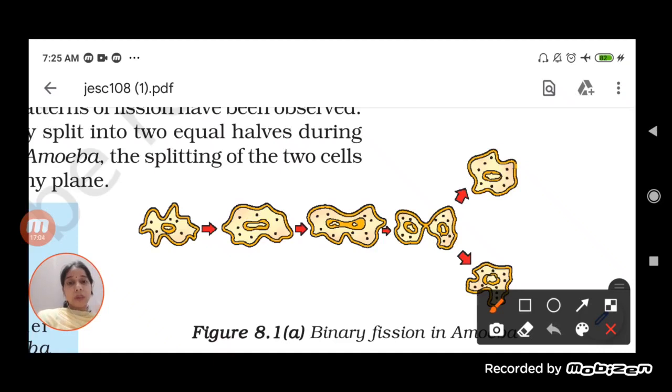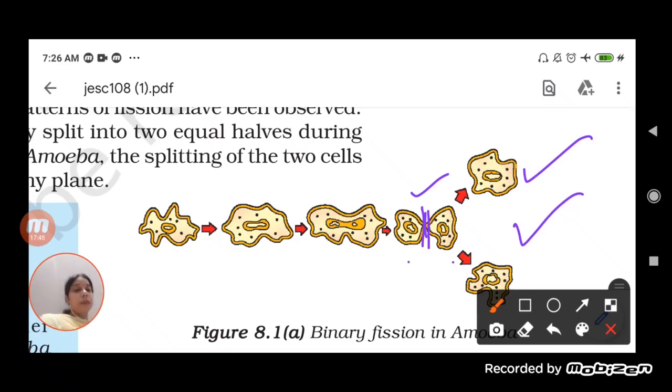During the elongation, or during the depression which is formed in the nucleus, the cytoplasm also elongates, the body also elongates. First the nucleus elongates and gets divided into two, and then a depression forms in the cytoplasm, due to which it splits into two amoebae. Two identical daughter cells. So the amoeba divides into two parts, and each part is surrounded by a nucleus.